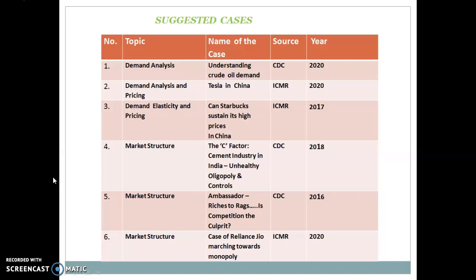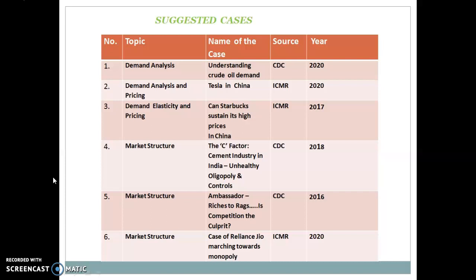Moving over to market structure, the C factors, cement industry in India, unhealthy oligopoly and controls. As the very name of the case suggests, this relates to the topic oligopoly under market structure. Ambassador riches to rags, is competition the culprit, is also another interesting case which is related to the topic market structure.